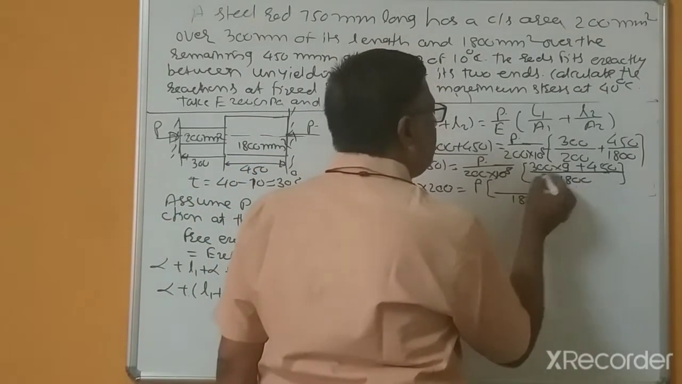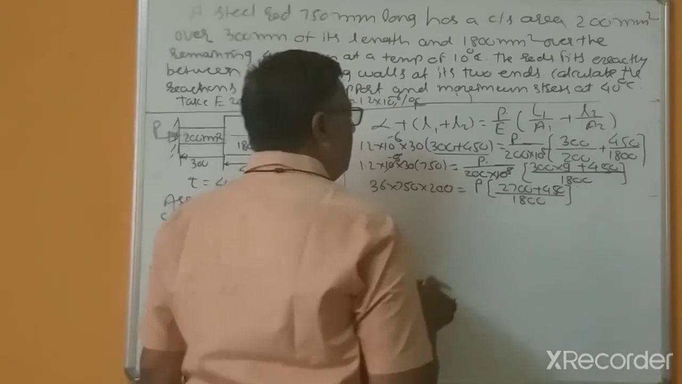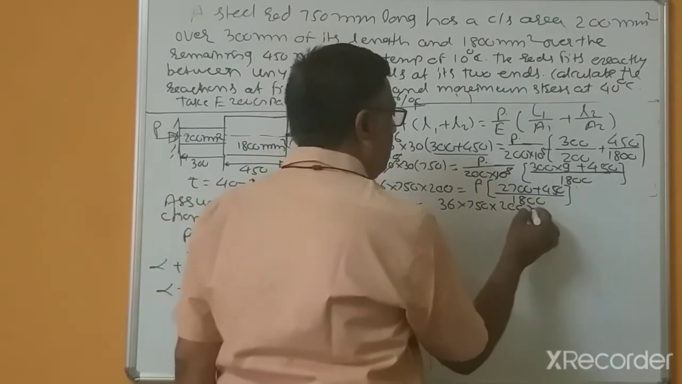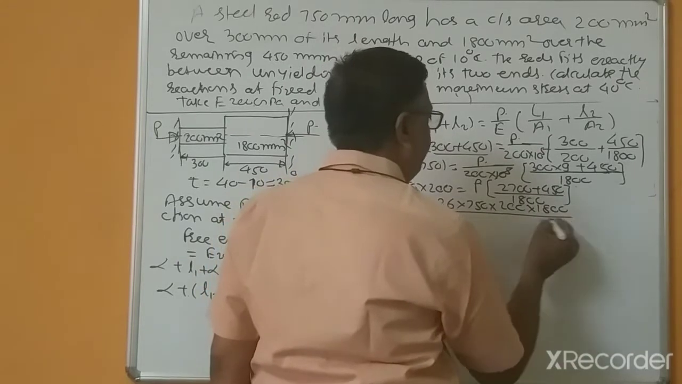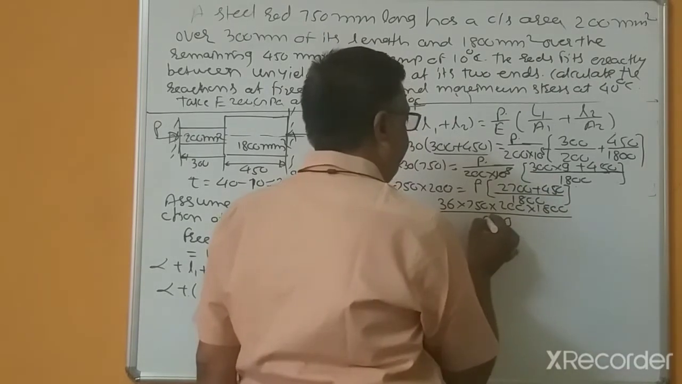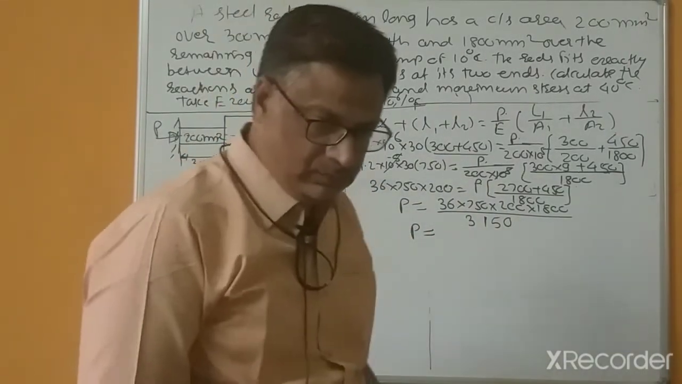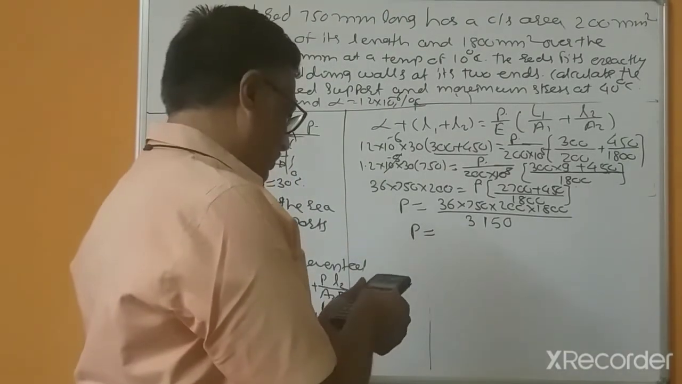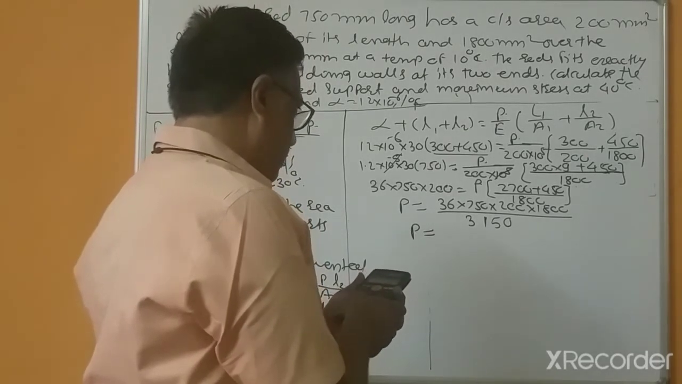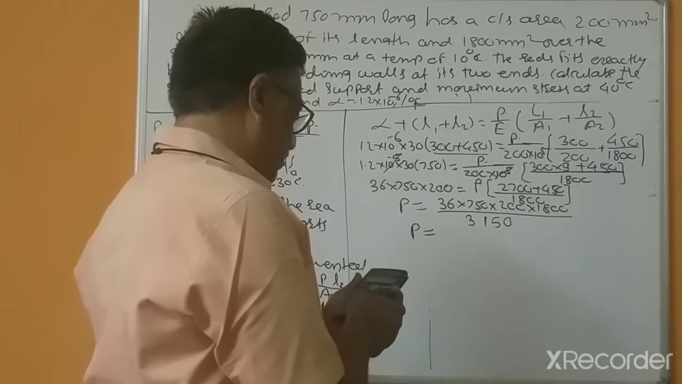1800, this is 2700 plus 450, or otherwise P equal to, divided by, so P equal to 36 into 750 into 200 into 1800 divided by 3150.